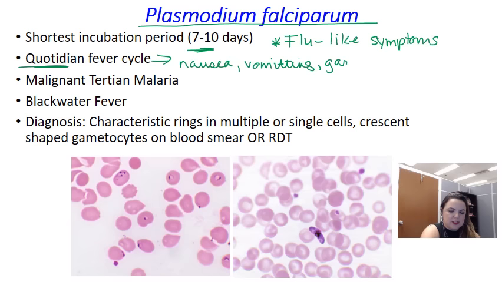So when they see a vignette that talks about gastrointestinal upset in a traveling patient, they actually think of traveler's diarrhea. They think of E. coli. But malaria totally includes gastrointestinal upset. And this once a day high fever and flu-like symptoms associated with gastrointestinal distress is actually a result of the cycle of the parasite going in and out of the different stages of its life cycle, okay?